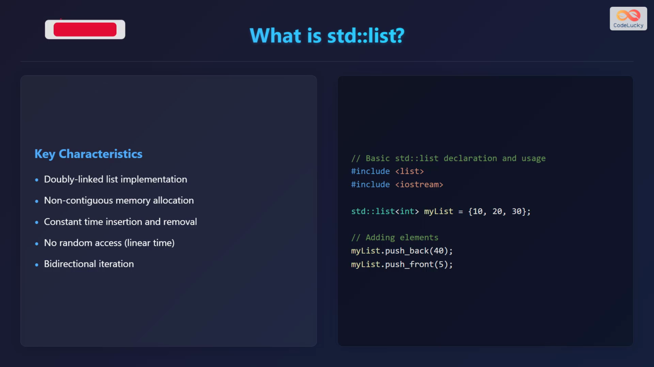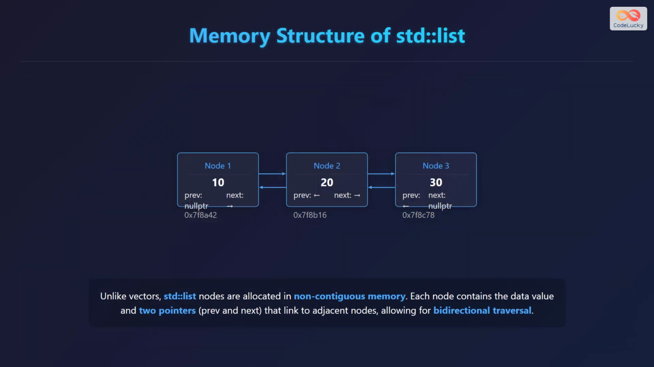We can add elements to the end of the list using push_back, such as adding 40, and to the beginning of the list using push_front, like adding 5. Unlike vectors, std::list nodes are allocated in non-contiguous memory. This means that the elements of the list are not stored in adjacent memory locations.